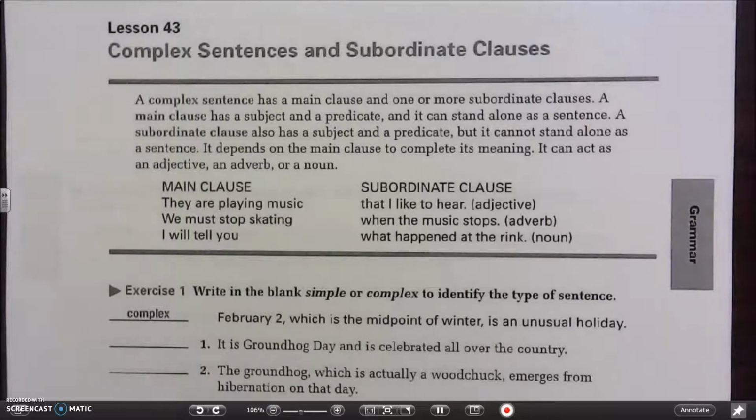So I'm going to try this again, giving this lesson for today. We are dealing with complex sentences and subordinate clauses. So the first thing you want to do is make sure you're reading the directions.